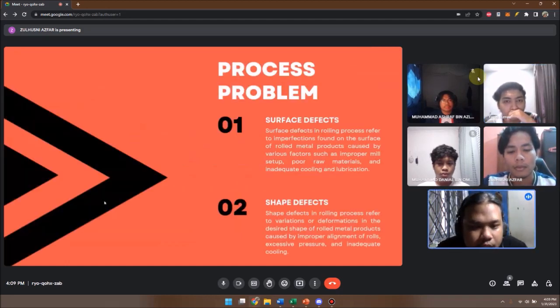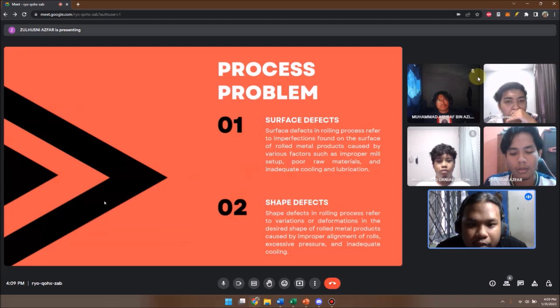All right, as mentioned by Mr. Mohammed Daniel, metal rolling is a process used to reduce the thickness of metal sheet or to shape it into a specific form. The process involves passing the metal through a set of rollers which apply pressure and reduce the thickness of the metal. However, the process is not without its problems, constraints, and difficulties.